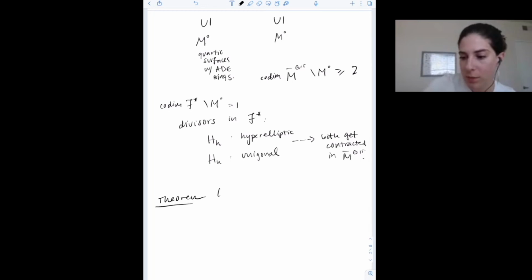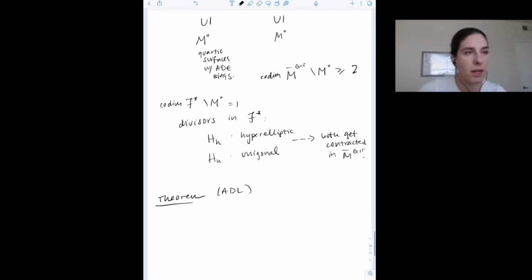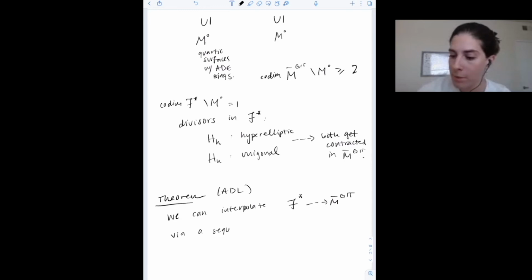So this is perhaps the main result in the talk, and to not give you a bunch of different fractions, I will say we can interpolate between these moduli spaces, F star to MGIT, via a sequence of explicit K-moduli wall crossings.